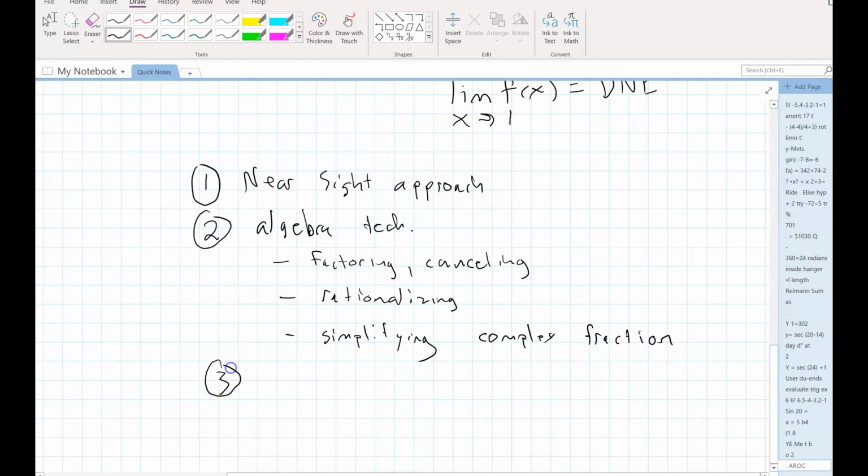And then a third method is we can use a numerical approach.